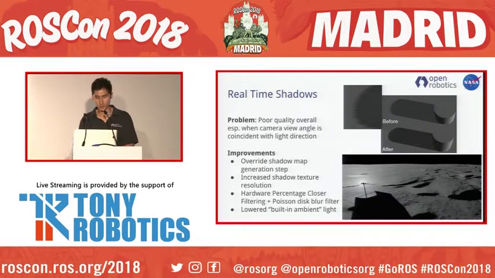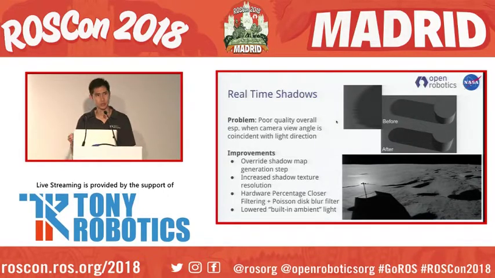And also the last thing that we did was shadows. In general, the quality of shadows in Gazebo was just of poor quality before, and it's something that we spent a little bit of time on at the end of the project. When you have a situation where the camera direction is coincident with the light direction, you get these warping effects on the shadow maps that are being generated, and we get these jagged edges that you see in the middle image on the top.